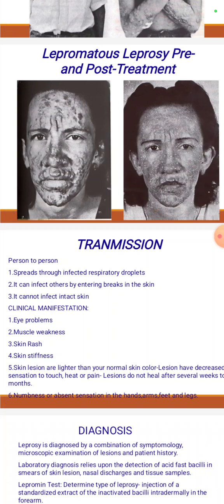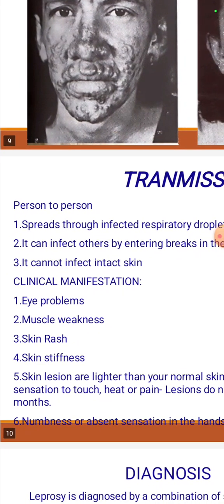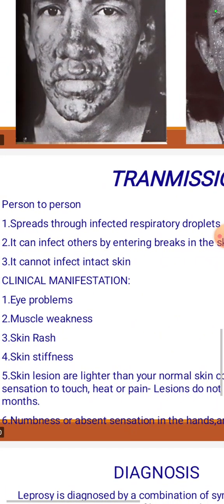Next one is transmission. Transmission occurs person to person, spread through infected respiratory droplets. It can infect by entering breaks in the skin. It cannot infect intact skin.